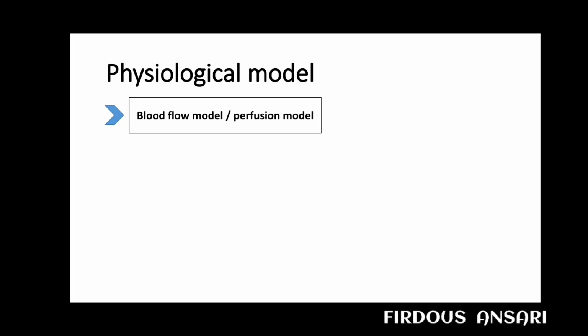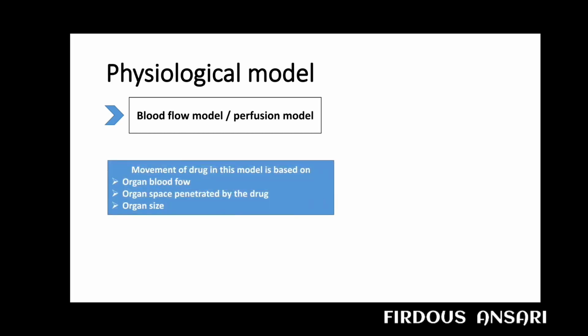See, here we will see how big or small an organ is and how the blood flow is in that particular organ, and depending upon that the drug distribution will be affected. Here also we will check how fast the drug equilibrates with the blood. So here basically movement of drug in this model is based on organ blood flow, organ space penetrated by the drug and organ size. Okay, so every organ has got its own capability to take a drug. Few organs will take it fast and few will take it very slow.